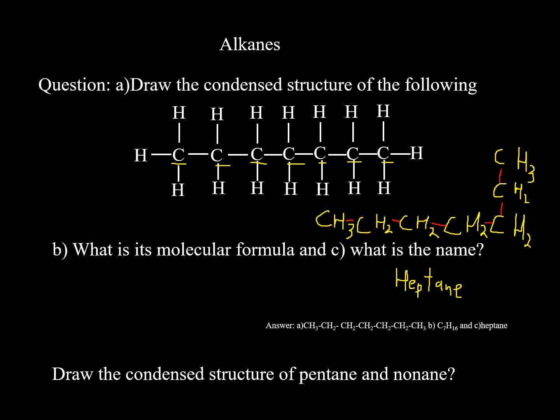And what is the molecular form? The molecular form would be C7H, how many hydrogens do we count? 3, 5, 7, 9, 11, 13, 16. Now, draw the condensed structure of pentane and nonane. I'll do the pentane. It's going to be CH3, CH2, CH2, CH2, and CH3. Remember, pent means 5, and ane means they're all single bonds. So every word and syllable has a particular meaning. And nonane I won't draw, but it is 9 carbons.